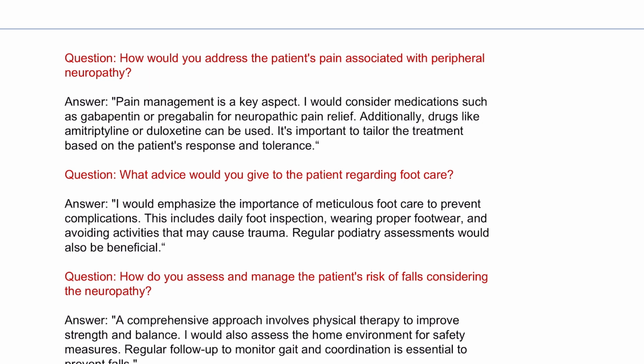How would you address the patient's pain associated with peripheral neuropathy? Common question. So pain management is a key aspect. I would consider medications like gabapentin or pregabalin for neuropathic pain relief. Additionally, drugs like amitriptyline or duloxetine can be used. It's important to tailor the treatment based on the patient's response and tolerance.